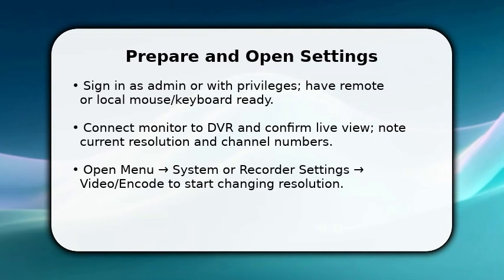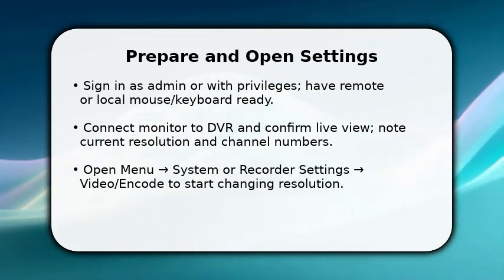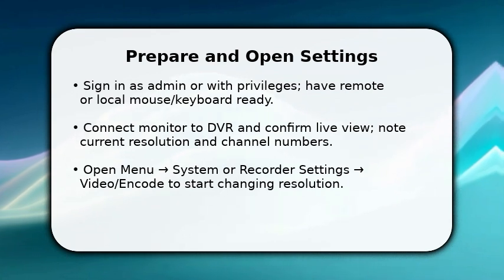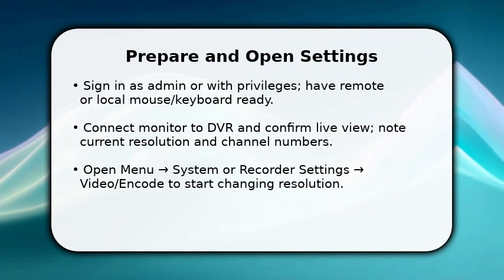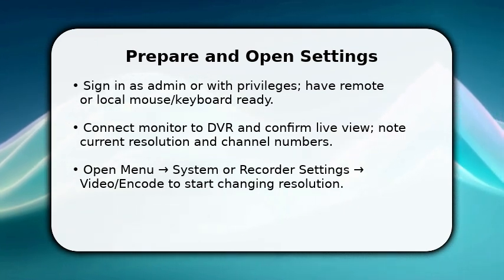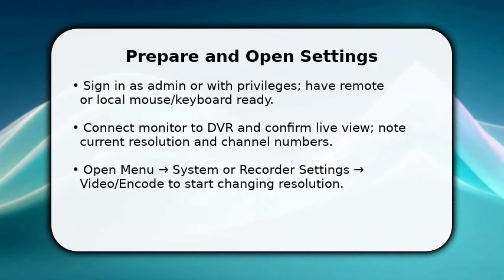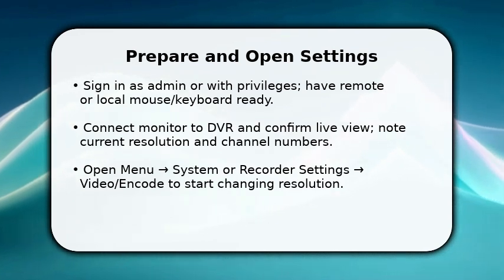You start by signing in with an admin account so you can change encoder settings. Once logged in, connect a monitor and confirm live view so you're changing the correct channel. Open the DVR menu and go to System or Recorder Settings and then Video or Encode. You'll see current resolution values for each channel.